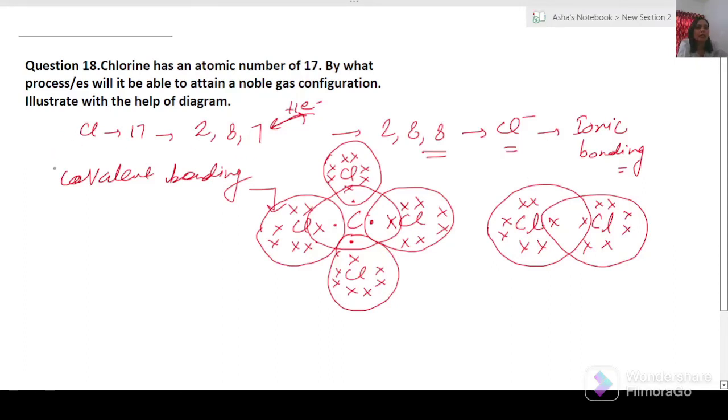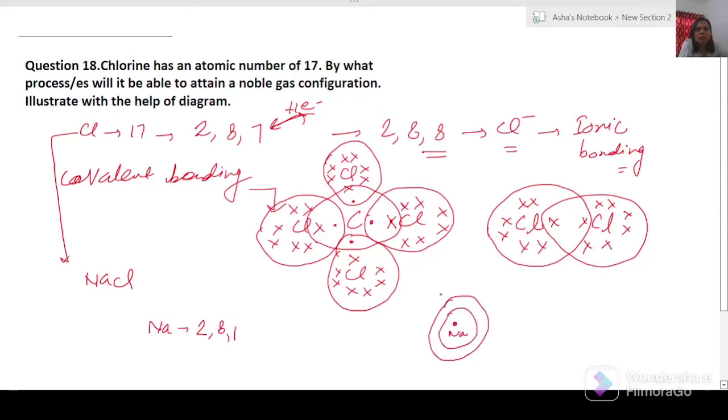Now this ionic bonding, this example you know from class 9th itself, like NaCl is the most common compound. If you see Na, its electronic configuration is 2, 8, 1. Suppose this is the Na, so this is the first shell, this is the second shell, this is the third shell, right? In the first there are 2 electrons, in the second you will have to draw 8, 1, 2, 3, 4, 5, 6, 7, 8, and in the last there is 1.